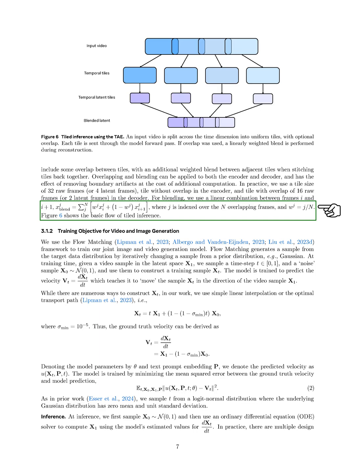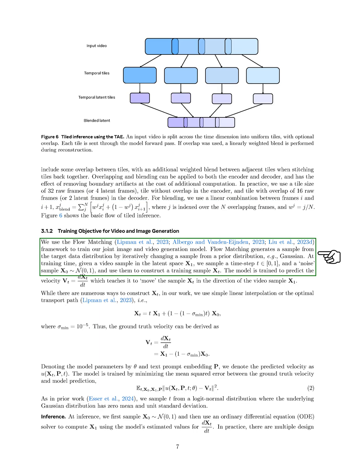Section: Training Objective for Video and Image Generation. In this section, we describe our training objective for generating images and videos using the flow matching framework. This approach allows us to create samples from our target data by gradually modifying samples from a prior distribution, like a Gaussian distribution. During training, we take a video sample from the latent space, select a time step, and generate a noise sample to create a training sample.